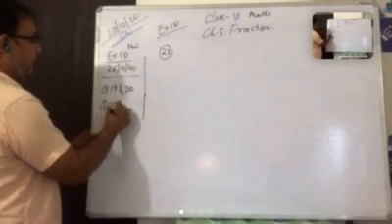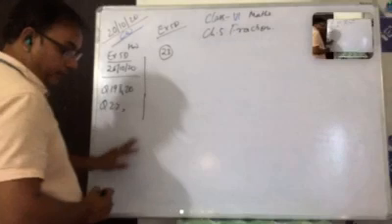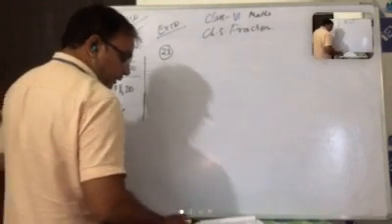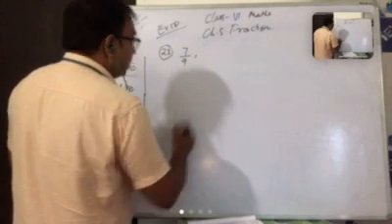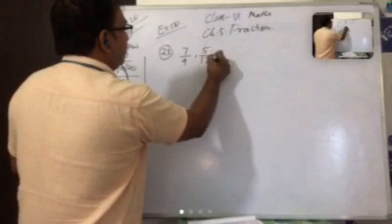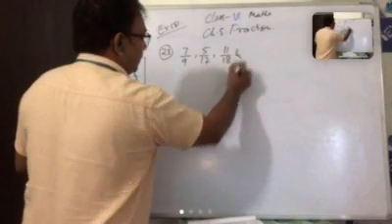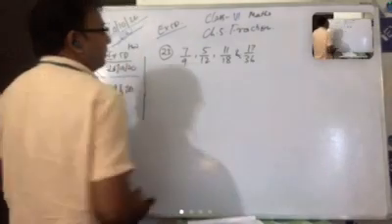Question number 22 is your homework. Now, question number 23. The fractions are 7 upon 9, 5 upon 12, 11 upon 18, and the last one is 17 upon 36.